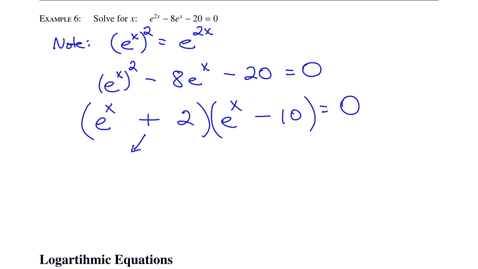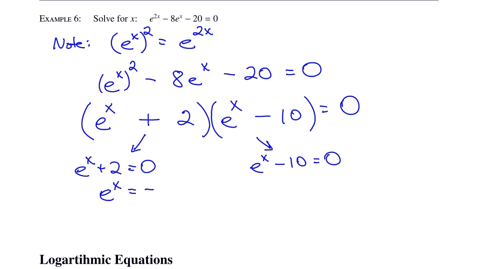Next, once it's factored, split it up and set each factor equal to 0. So we get e to the x plus 2 equals 0, and e to the x minus 10 equals 0. On the left side, we get e to the x equals negative 2, which cannot happen. Remember that e to the x can never be negative or 0, so there's no solution from there.